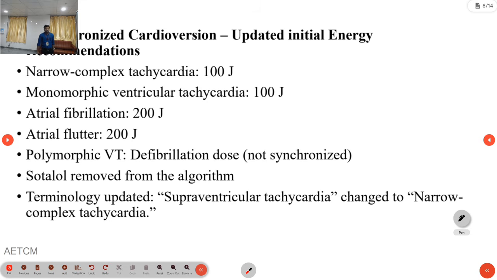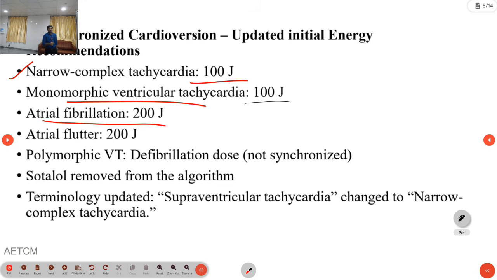But the recent 2025 guideline says that if you have narrow complex tachycardia, if the QRS complex duration is less than 3 small squares, you go ahead with 100 joules. They have given fixed joules. Suppose after giving 100 joules we have performed synchronized cardioversion and the patient is not improving, then you can increase the energy. Okay. Then if you have monomorphic ventricular tachycardia or tachyarrhythmia with pulse, the energy will be 100 joules.